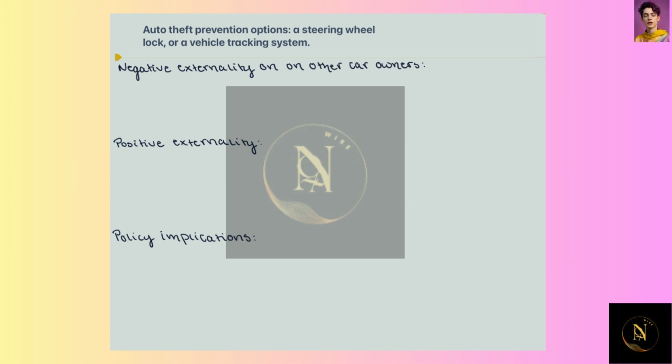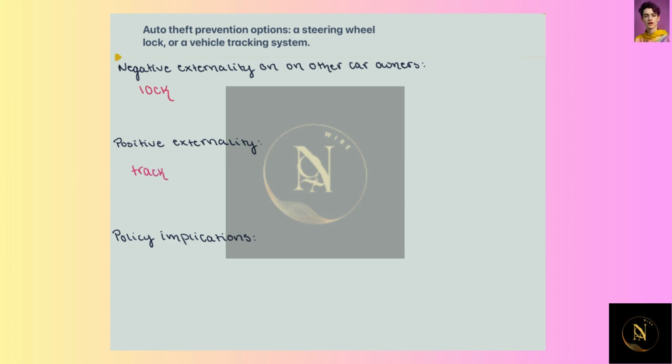Well, if we looked at this steering wheel lock, what could happen is if a thief actually does steal this car, they're able to start it and they attempt to drive it, but the steering wheel is locked. We could run into issues of certain types of accidents because all of a sudden the car is less drivable. So the one that would result in potentially a negative externality on other car owners would be the steering wheel locking option.